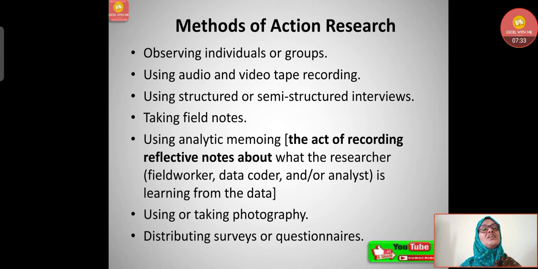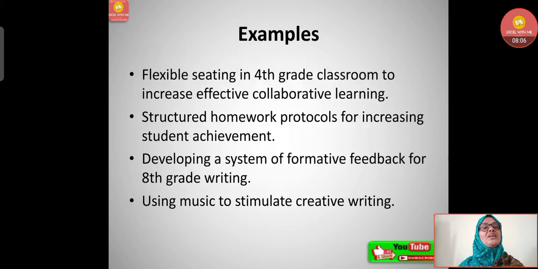Methods of action research: observing individuals or groups, then using audio and video tape recording, or using structured or semi-structured interviews, taking field notes, then using analytic memoing, that is the act of recording reflective notes about what the researcher or fieldwork data coder or analyst is learning from the data. Then taking photography, then distributing surveys or questionnaires. Then let's see what are the different examples for action research questions here.